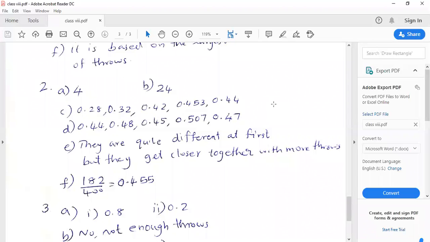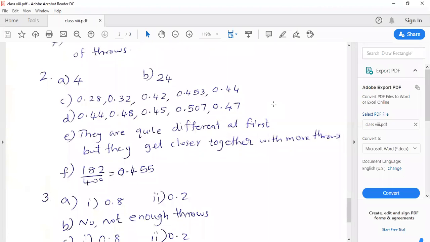80 by 100. Yeah, 80 by 100, it means 0.8. And 20 by 100, 0.2. Same as A. So number C is also the same as A: 0.8 and 0.2.